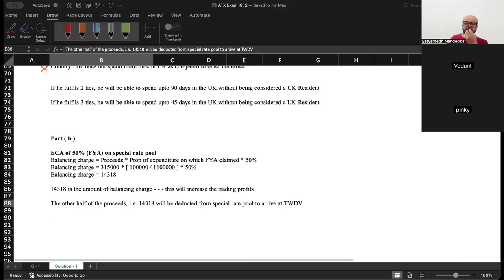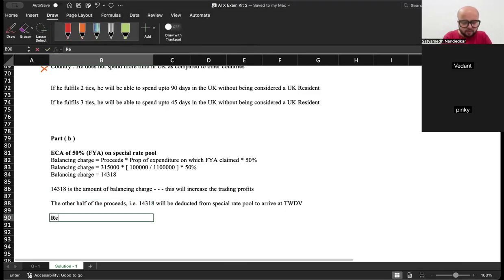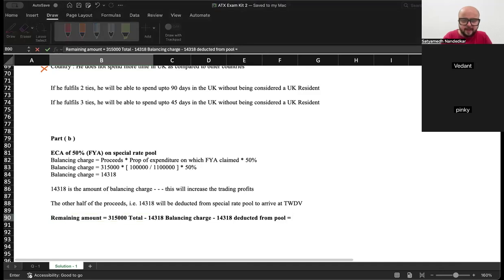And the remaining amount, how much is the remaining amount? 3,15,000 total minus 14,318 balancing charge minus 14,318 deducted from pool. How much is left? 286,364.